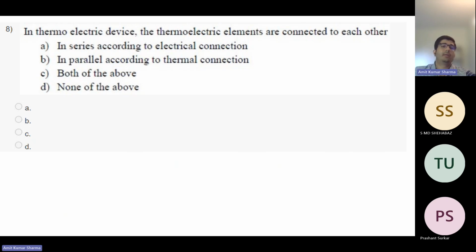Question number 8. In a thermoelectric device, the thermoelectric elements are connected to each other in series according to electrical connection, in parallel according to thermal connection, both of the above, none of the above. Take 2 minutes to answer.